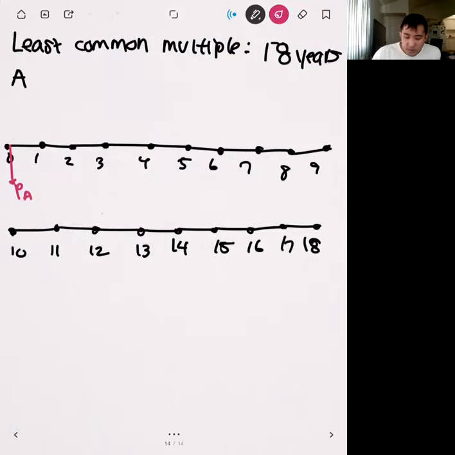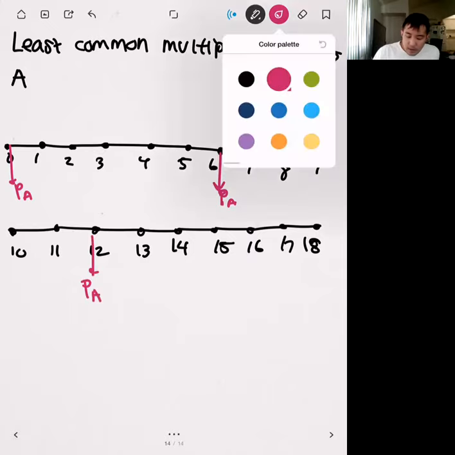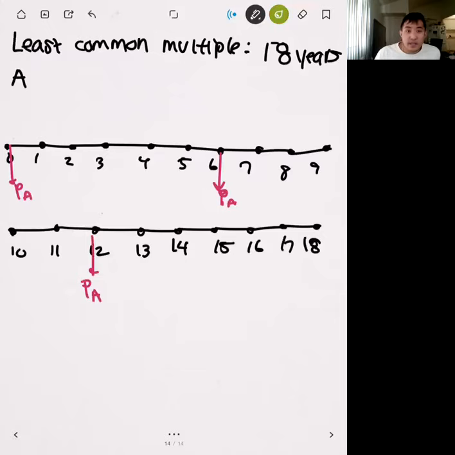And so what's going to happen in year 6 is that we're going to buy a new one, at the exact same price. And then we're going to go 6 more years, and in 6 more years, we're still not at 18. And so in year 12, we're going to buy another one. So PA. And then that'll take us all the way to 18. So at 18, we don't need to buy a new one because we're done using it. And so that's that.